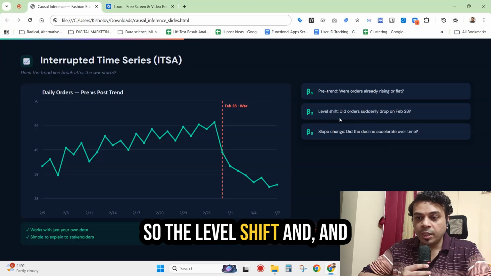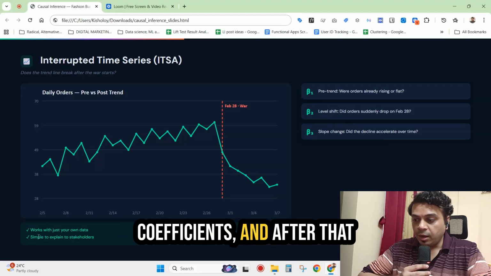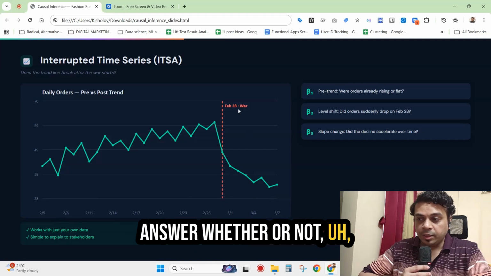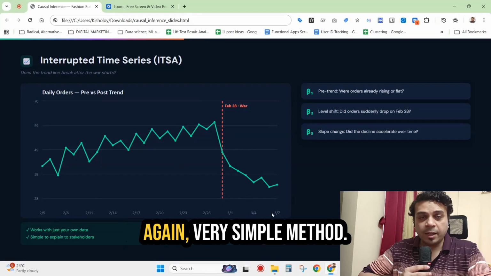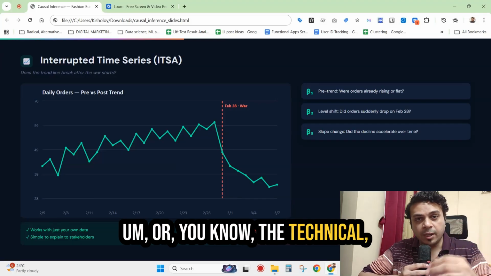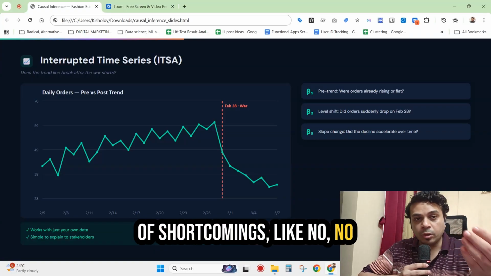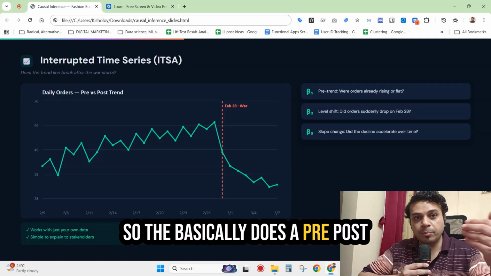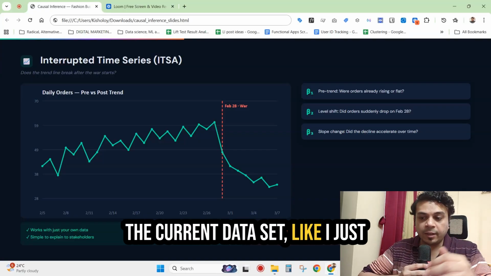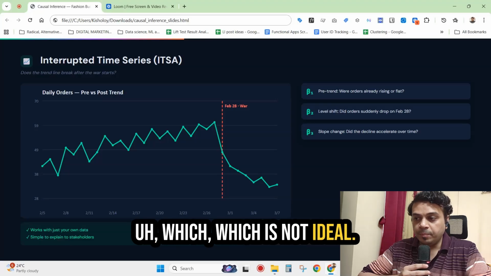So you have the level shift and the pre-trend effect, which are the other two coefficients. After that, you can get the answer whether or not the war had an impact. Again, very simple method. I'm not going into the maths or the technicalities of it, but let's mention a couple of shortcomings, like no control group, as you can see. It does a pre-post analysis on the same data set. And then in the current data set, like I just mentioned, there were only a few post days, which is not ideal.